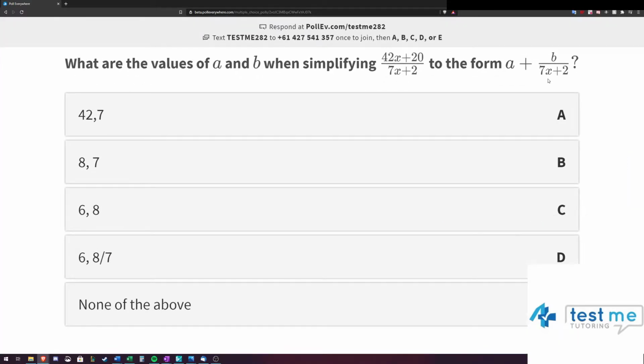Give that a go. Again, I'm going to leave the logo at the bottom right. It's not interrupting anything. Try not to use a calculator for this one. I don't think you can, actually. And give a go on how you'd split this one up and what A and B are going to be equal to.